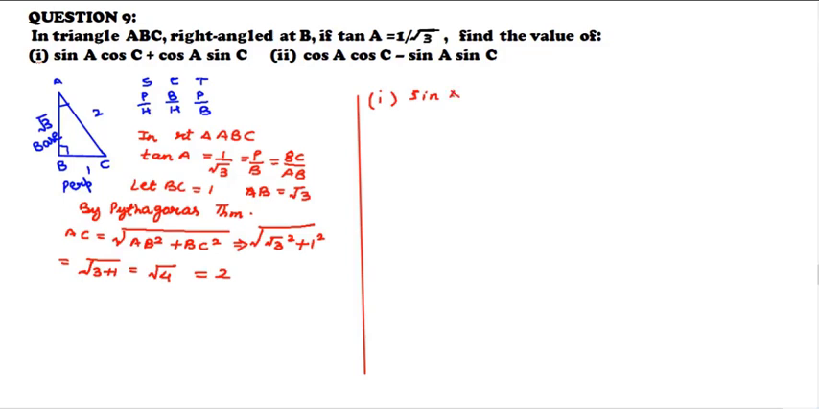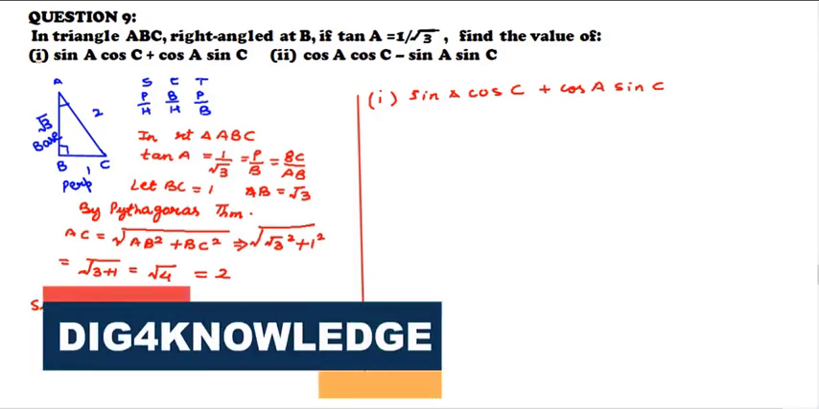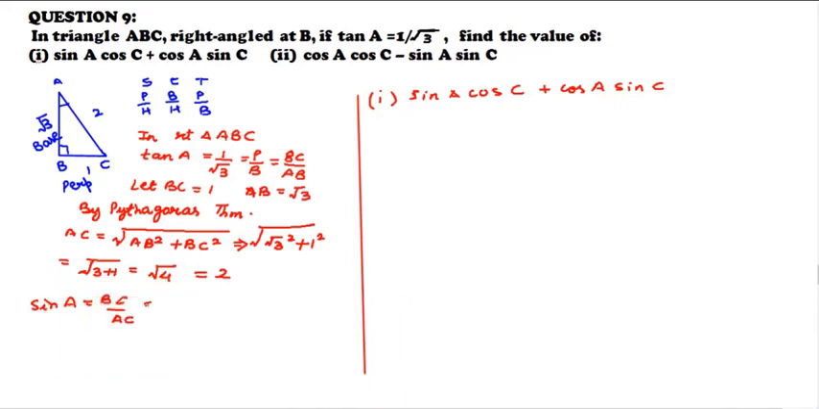Part 1, sin A into cos C plus cos A into sin C. Let us find the value of sin A. Sin A is equal to perpendicular upon H, and here perpendicular is BC, and hypotenuse is AC. So BC upon AC. BC is equal to 1, AC is 2, so it is equal to 1 by 2. Similarly, cos A. Cos A is equal to base upon hypotenuse. Base is AB, hypotenuse is AC. So it is AB upon AC. That is equal to root 3 upon 2.